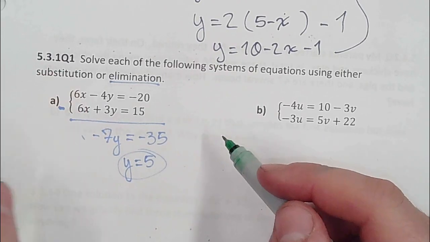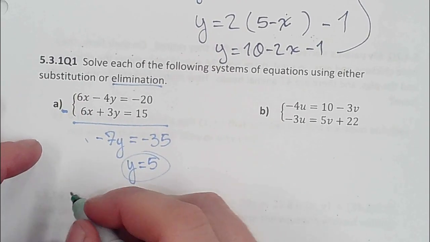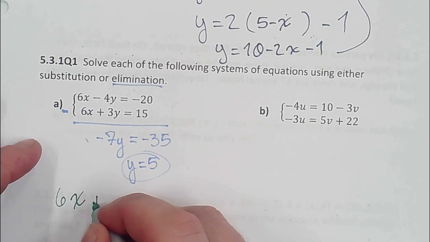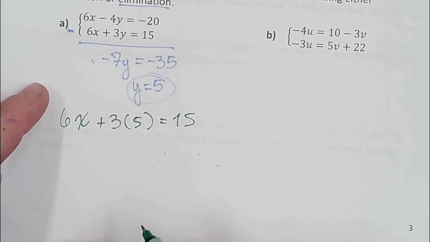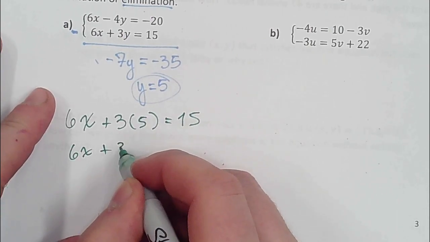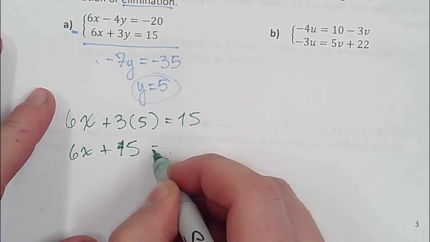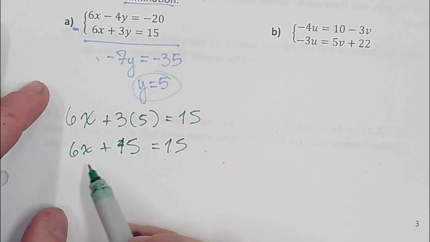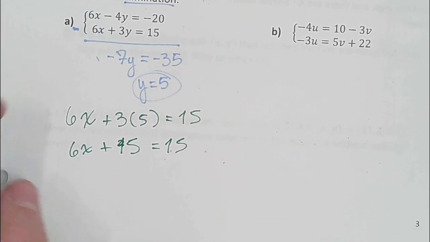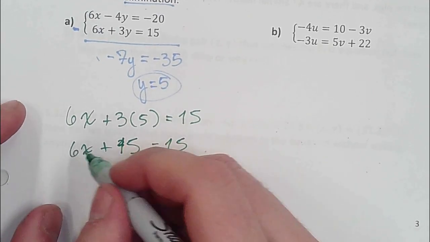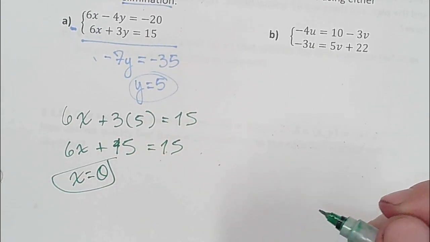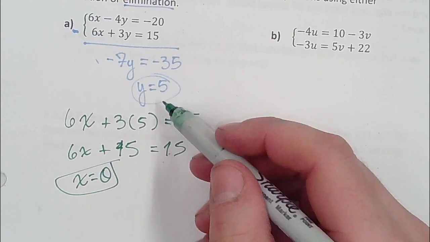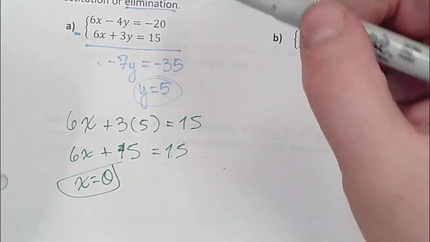What is x going to be? Well, if we know y is 5, I can rewrite the bottom equation as 6x plus 3 times 5 equals 15. And because 3 times 5 is 15, the question becomes, what number plus 15 gets me 15? Well, of course, 0. What times 6 is 0? 0. So the winning combo is when x is 0 and y is 5. And if we check that, it checks out.